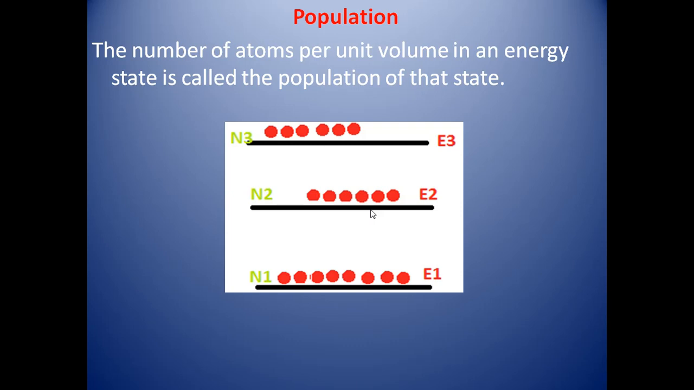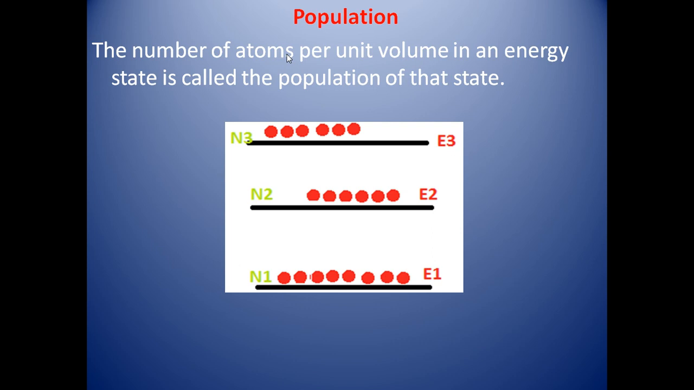Population indicates the atoms present in a unit volume. E1 is a ground state consisting of n1 number of atoms in a unit volume. Then we say n1 is its population. E2 is the first excited state consisting of n2 atoms in a unit volume. Then we call n2 its population. E3 is consisting of n3 atoms in a unit volume. Then we call n3 its population. So population is defined as the number of atoms per unit volume in an energy state.